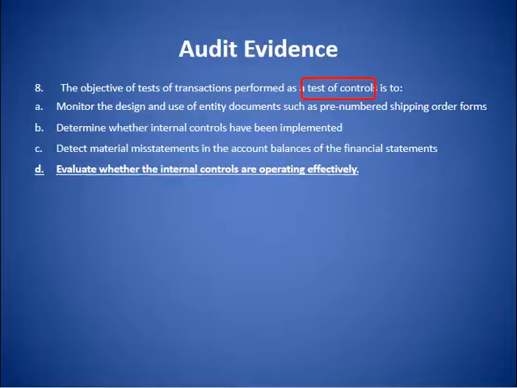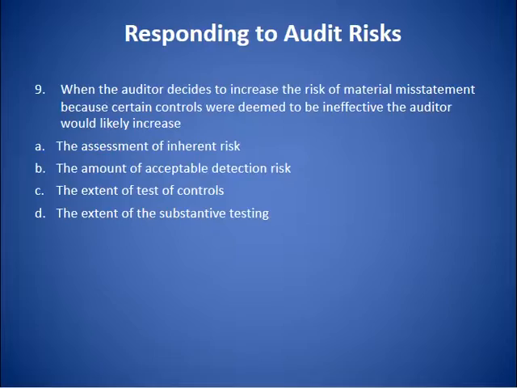Let's go ahead and look at question number 9. When the auditor decides to increase the risk of material misstatement because certain controls were deemed to be ineffective, the auditor would likely increase. And this is where you need to understand how the different risks within the auditor's control risk model interact with each other. So again, take a look at the 4 solutions, stop your video, and when you arrive at your solution, restart the video.